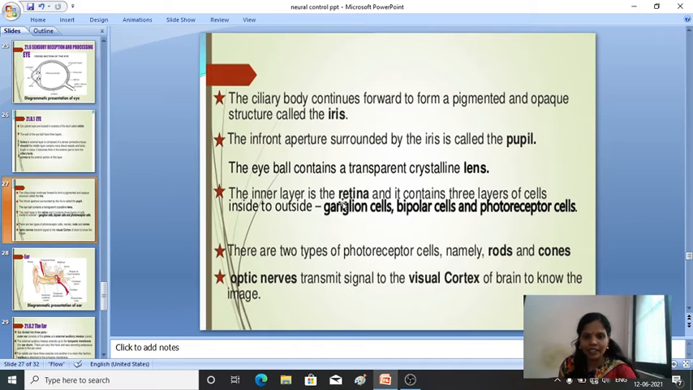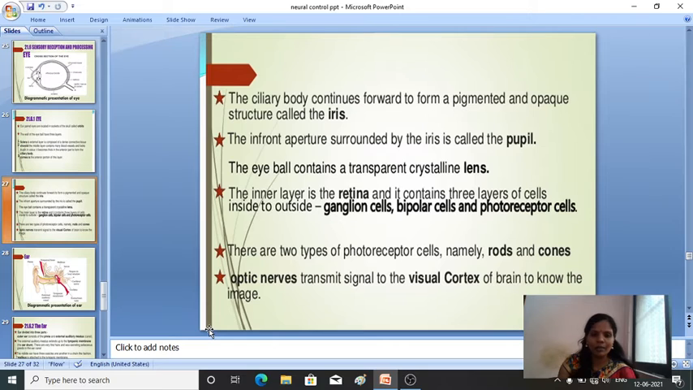The inner layer is the retina, and it contains three layers of cells: ganglion cells, bipolar cells and photoreceptor cells. There are two types of photoreceptor cells, namely rods and cones. Then the optic nerves transmit signals to the visual cortex of the brain to know the image.